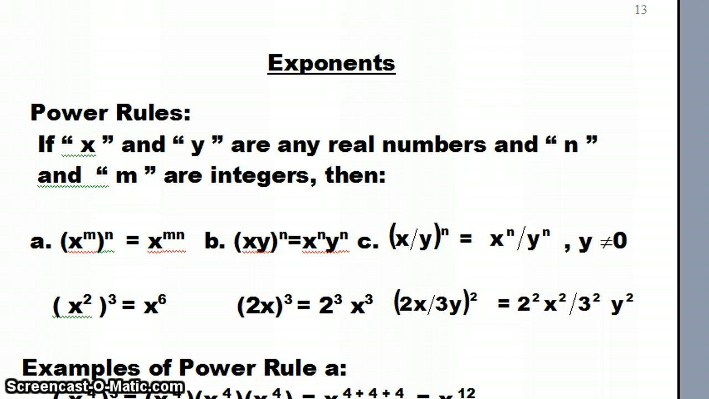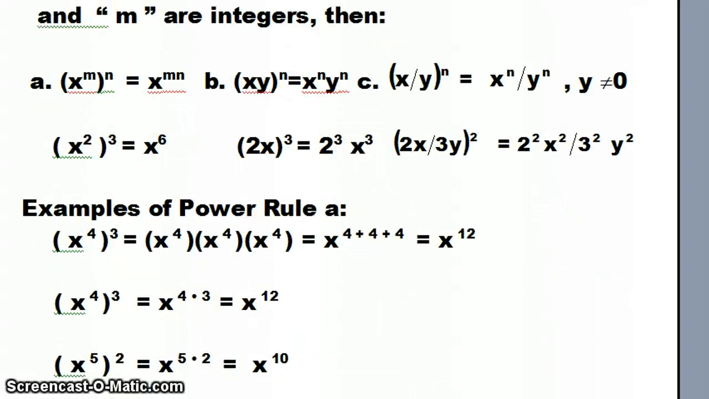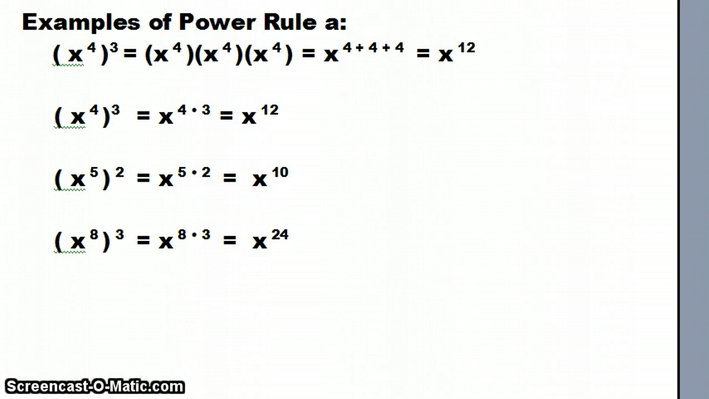So the example below A is x to the 2nd to the 3rd power is x to the 6th, where we multiply the 2 and the 3. Examples of power rule A can be done by x to the 4th to the 3rd power. If we expressed it the long way, it would be x to the 4th times x to the 4th times x to the 4th. That's using the definition of exponents. If we wanted to use the definition of exponents again, we could make each one of those be 4 and count them up and get 12, or we could use our product rule at this point and add 3 4's together and get x to the 12th.